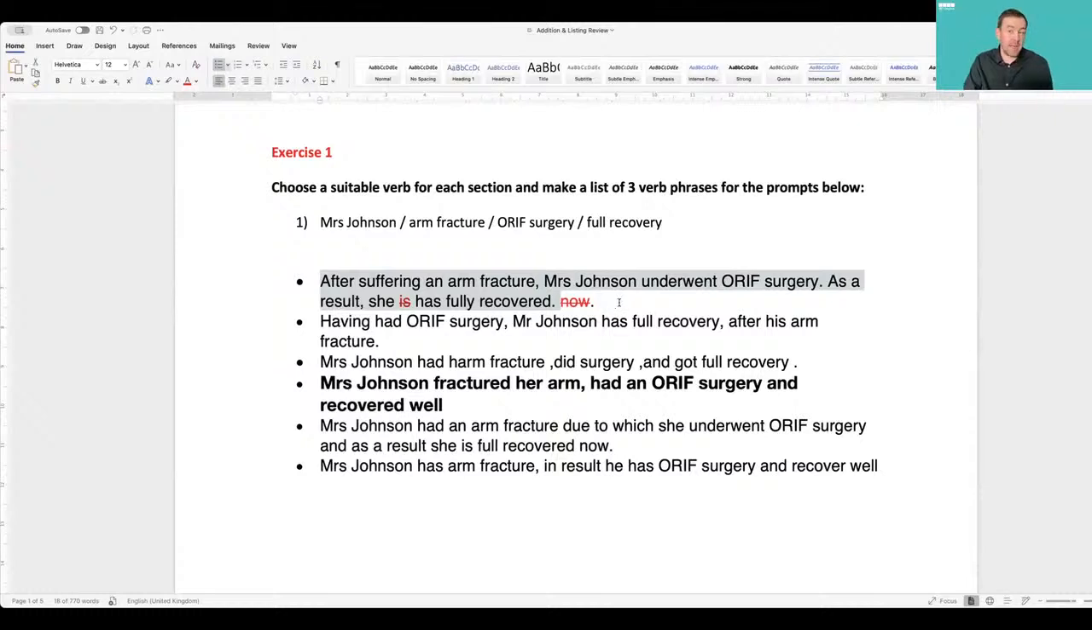Okay, so this really hasn't done any addition at all. There's none. Okay, having had, again, we've got a participle clause. Mrs. Johnson has made. So what's happening here? We're missing, we've definitely got problems with verbs here. Having had ORIF surgery, Mr. Johnson has made a full recovery after his arm fracture.